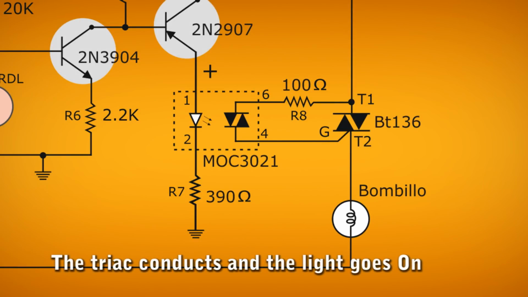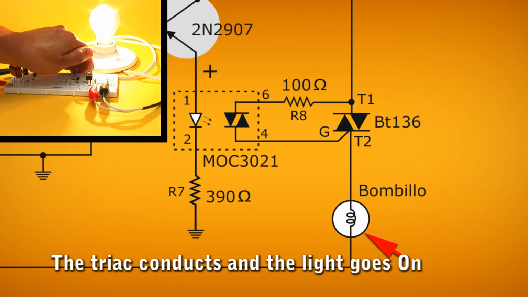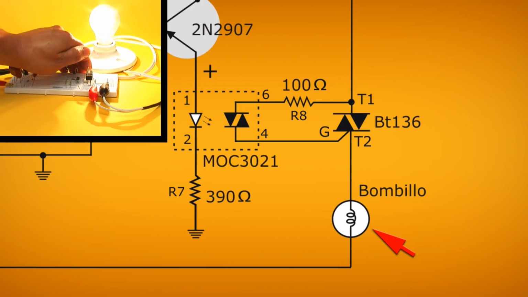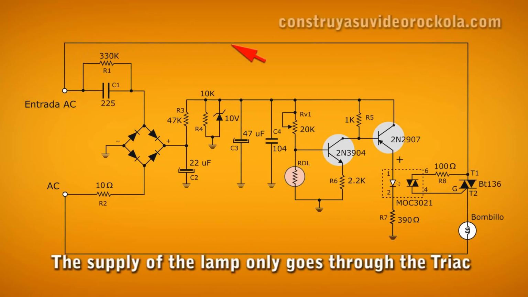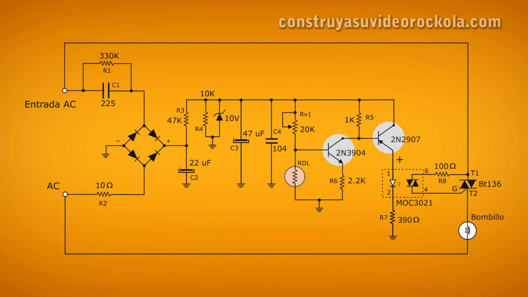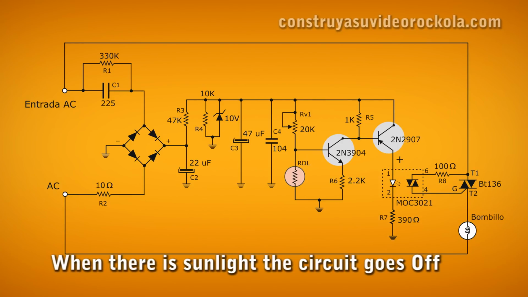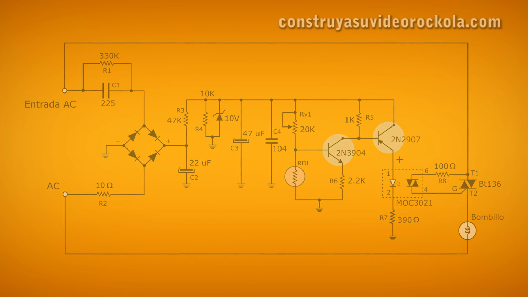The triac conducts current from the public network between its terminals T1 and T2, and as the bulb is in series, it goes on. When the LDR returns to receive light, its impedance is low and negatively biases the 2N3904 transistor base. Since the transistor is NPN, it is non-conductive, and therefore so is the other transistor. The optocoupler and triac do not conduct, and the bulb turns off.